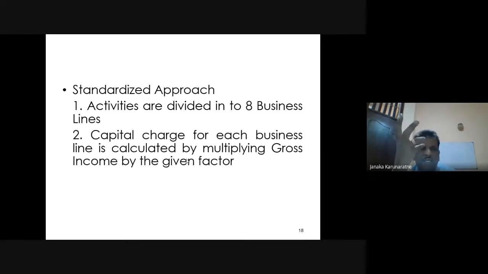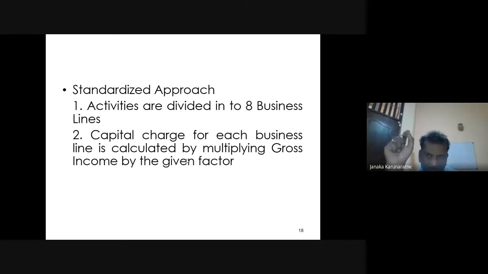Then we move to the standardized approach. In the standardized approach, the same gross income is divided into 8 business lines. Let's say your gross income is 500 million. Basel has identified 8 business lines based on different activities. Basel says, if you want to fine tune your capital requirement, you identify under which business line this operational income has been generated.